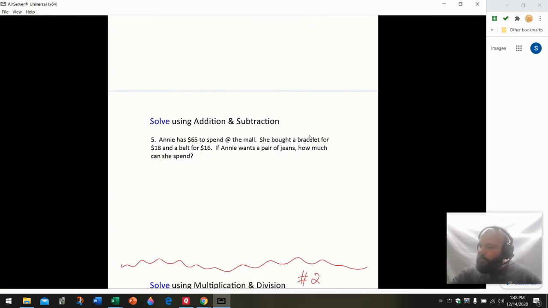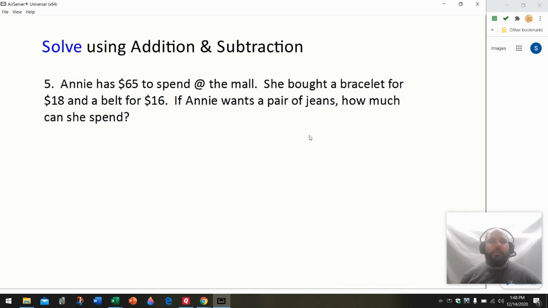Okay, I have one more problem for you. This is going to be a word problem, and we're going to use inequalities. We're going to write and then solve an inequality to solve this problem. It says Annie has $65 to spend at the mall. She bought a bracelet for $18 and a belt for $16. If Annie wants a pair of jeans, how much can she spend? The thing to keep in mind here is that she is capped at $65. She has no more money to spend.